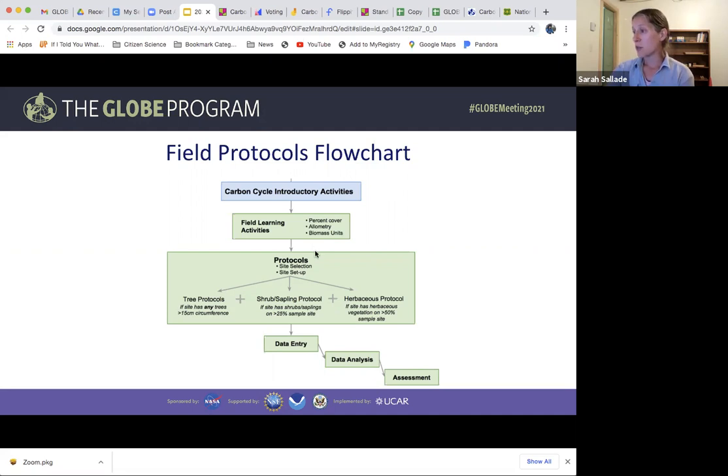And then you would be ready to move on to protocols, so site selection and then site setup. And then depending on the kind of environment you have, you might do tree protocols, shrub and sapling, and or herbaceous protocols. And then once you've collected all your data, you'll move on to data entry, data analysis, and assessment. So today we're going to focus on site selection, allometry and biomass unit activities, and data analysis.